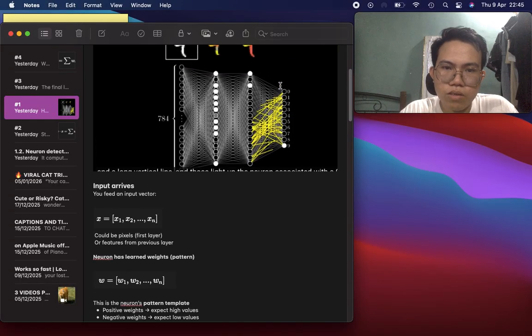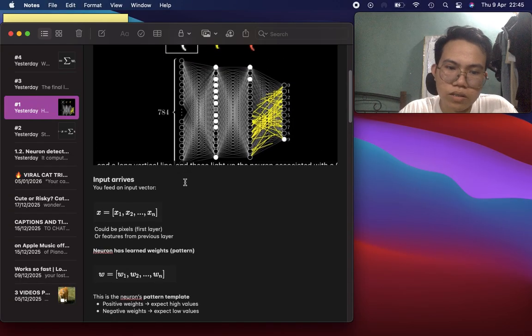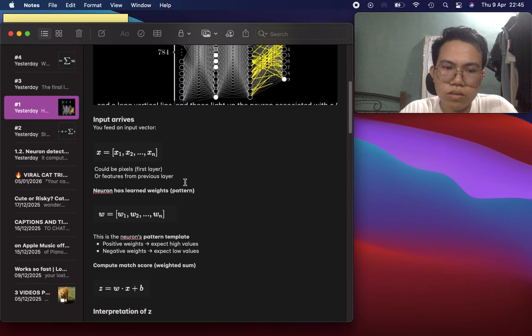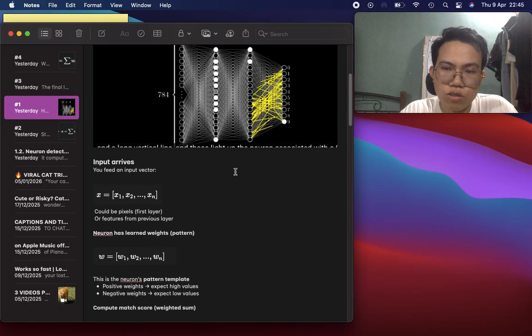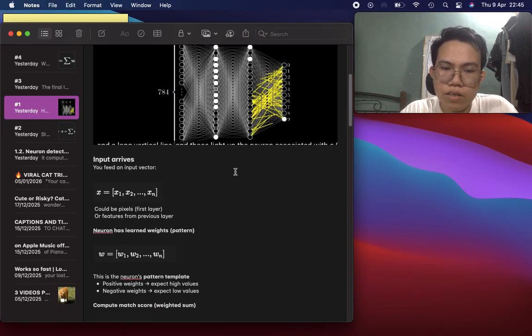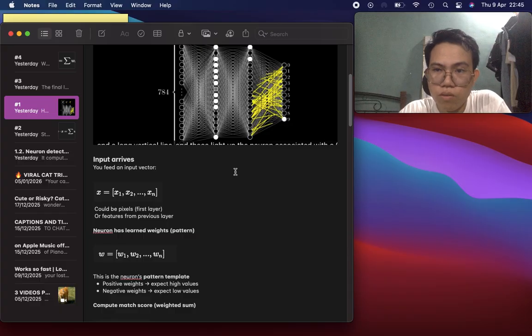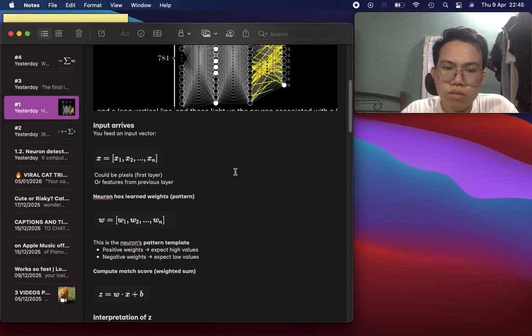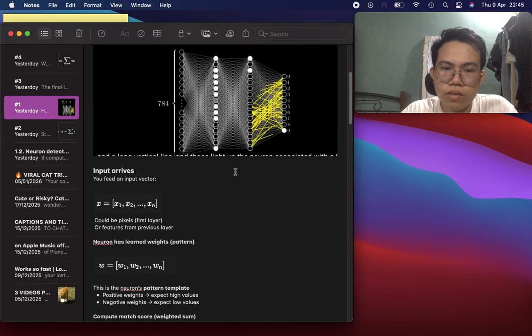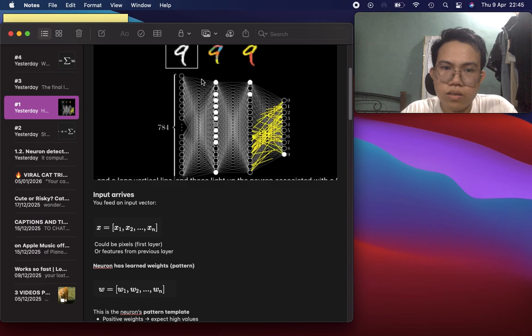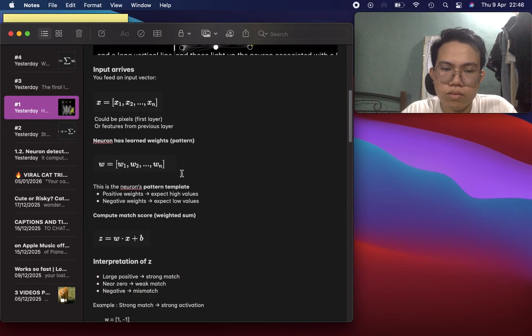So each of the neurons has the weights, or the learned patterns. So these neuron patterns expect values, whether it's high, low, high or low, or moderate. So we compute the weighted sum, or the match score. Remember, neurons consist of multiple weights that are connected to the previous neurons or layers.